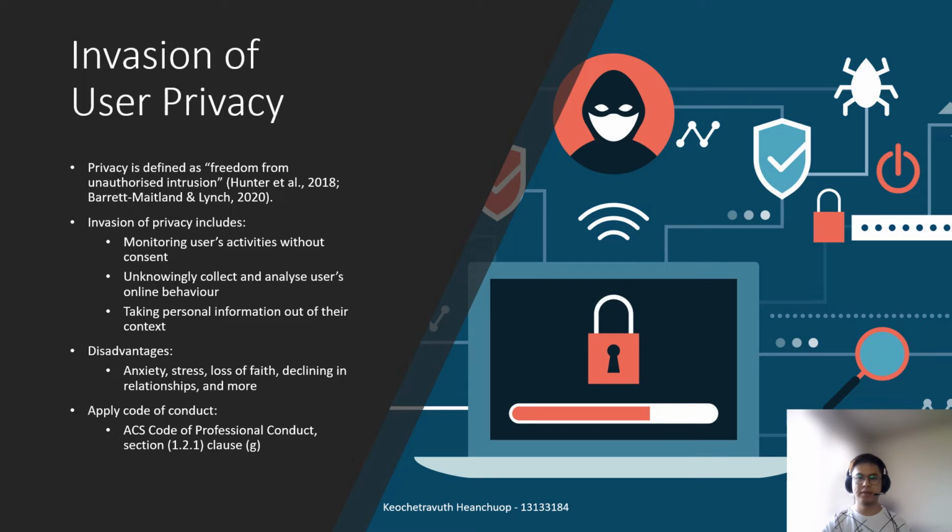First of all, privacy is a freedom from unauthorized intrusion. Some examples of invasion of privacy are monitoring users' activities without consent, unknowingly collecting and analyzing users' online behavior, and taking personal information out of their context. One study shows that this issue has significant impact on people's mental health, such as loss of faith, deteriorating relationships, anxiety, and stress. According to the ACS Code of Professional Conduct, IT professionals should strive to maintain and protect the confidentiality and privacy of the user's data.